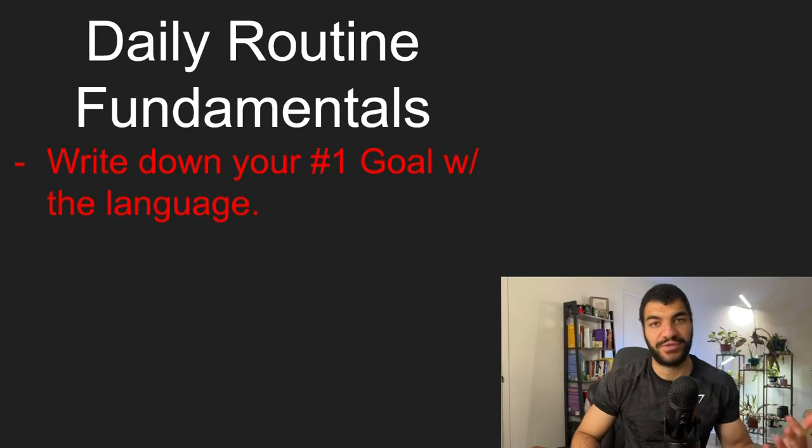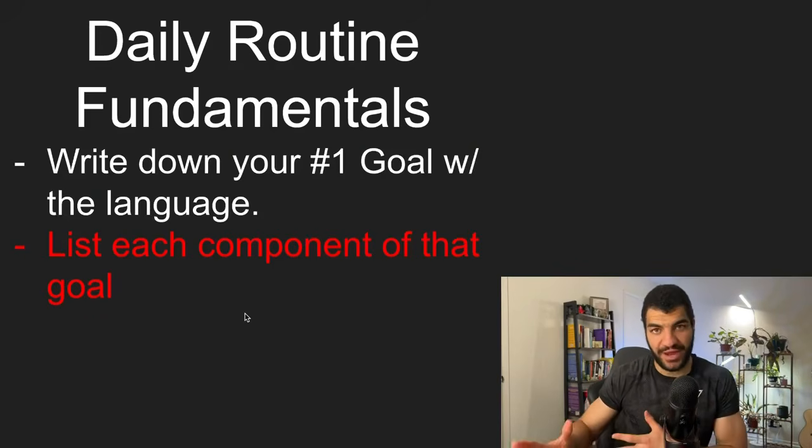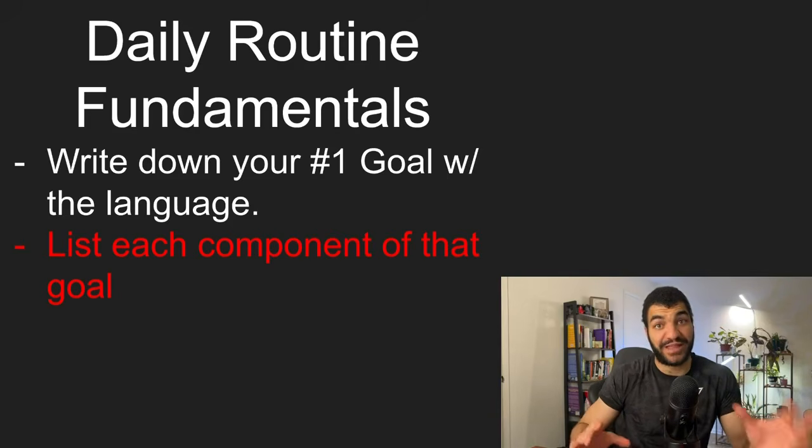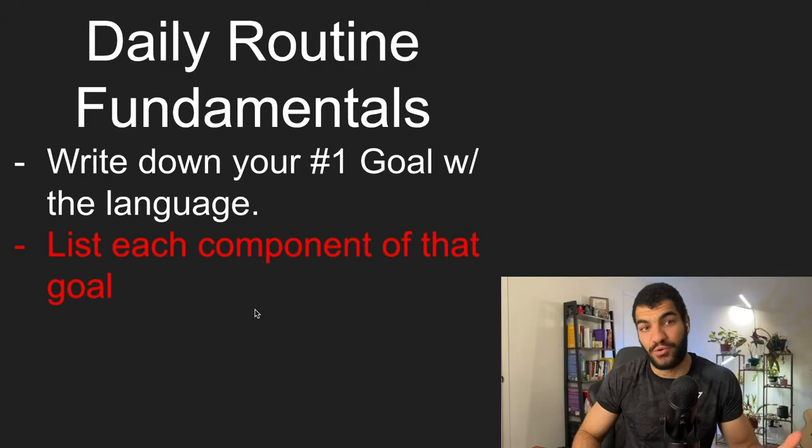So in order to build this routine, you have to clarify your goals. So write down right now, do it right now as I'm speaking. All right, maybe pause this video for a sec. Write down your number one goal with the language, whatever that looks like for you. And I'm going to be going over different types of goals and how you can build based on your goal. So once you've written down your number one goal, next you're going to want to list out each component of that goal. All right, so each individual skill or each individual aspect of language learning that you need to master or get better at in order to achieve your goal, okay?